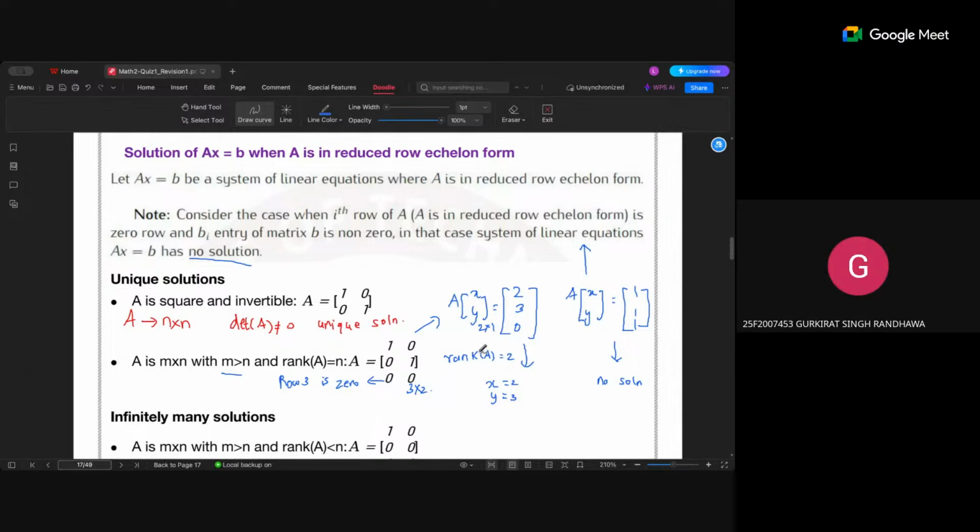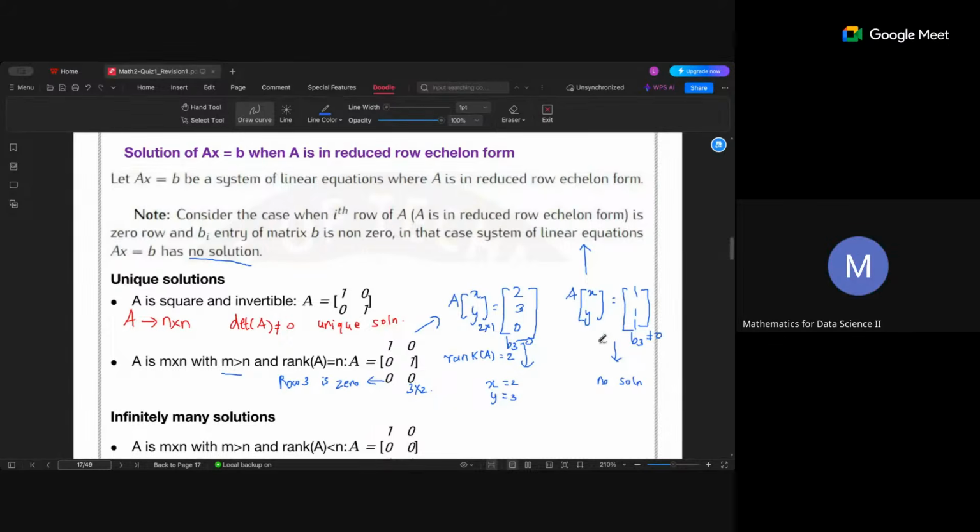Ma'am, in b the third entry is 0 in the b vector. Yeah, for this case, here you see that b3 is 0. Here b3 is non-zero. Ma'am, shouldn't there be infinite solutions, ma'am?